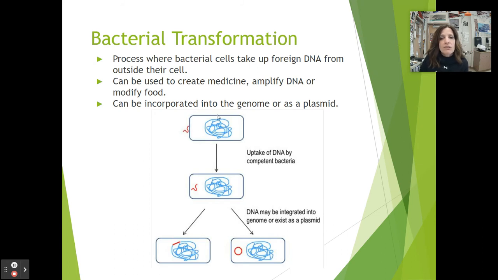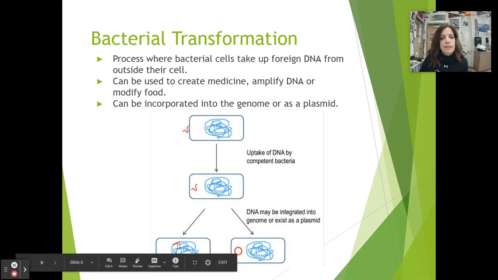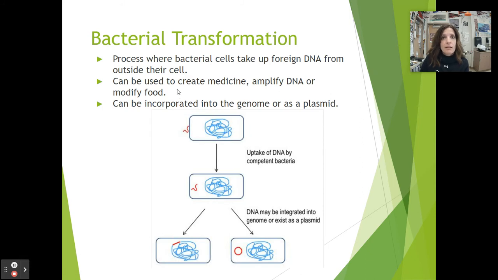And so what we're going to do is make them what's called competent, which means that they want to take up the DNA, and that's by kind of heating them and cooling them and getting them comfortable. And so here's your plasmid, here's your bacteria, and the bacteria is going to take up the plasmid, and that plasmid can either be incorporated into the DNA of the bacteria, or it can just be a singular plasmid. And this bacterial transformation was how we amplified DNA before PCR.